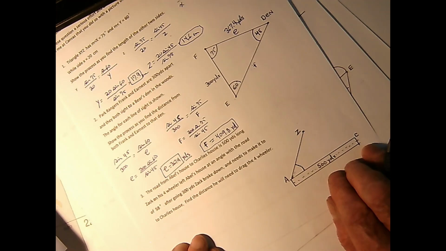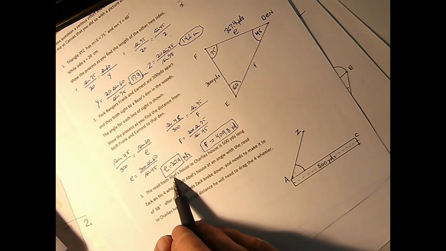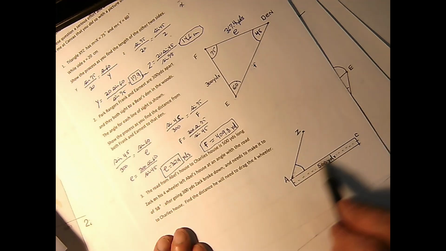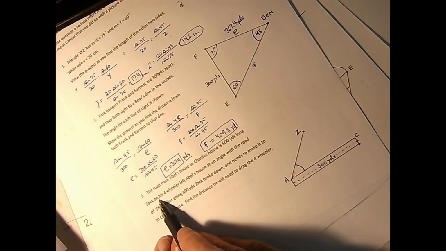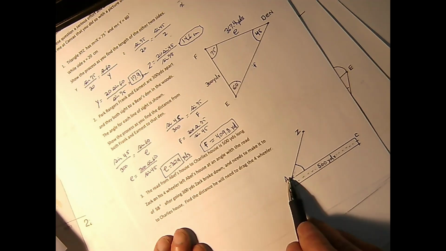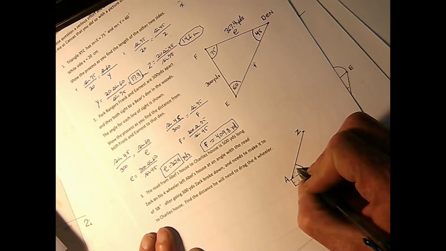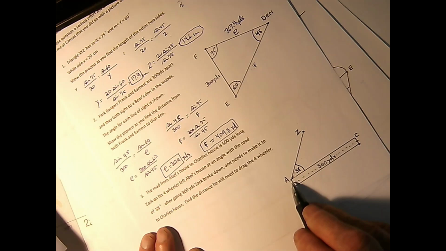Here's another one. This stuff I'm thinking of around the house here. The road from Abel's house to Charlie's house is 500 yards long. Here's Abel's house and here's Charlie's house, and this is the road, I guess, 500 yards long. Zach, on his four-wheeler, left Abel's house at an angle with the road of 58 degrees. He took off on this path with a 58-degree angle with the road.